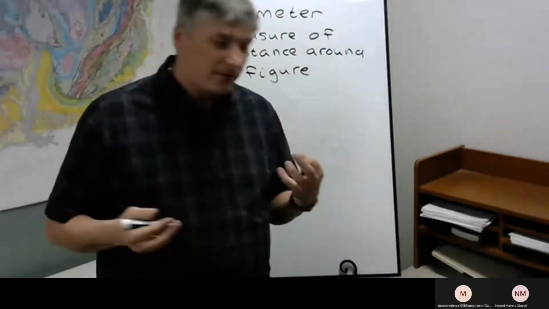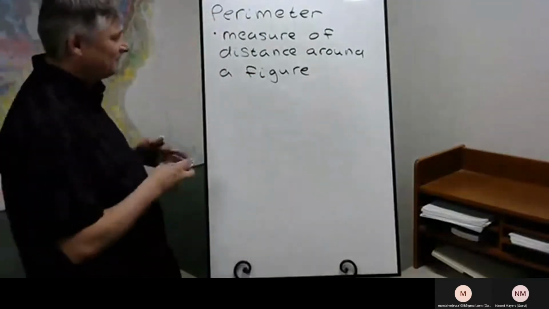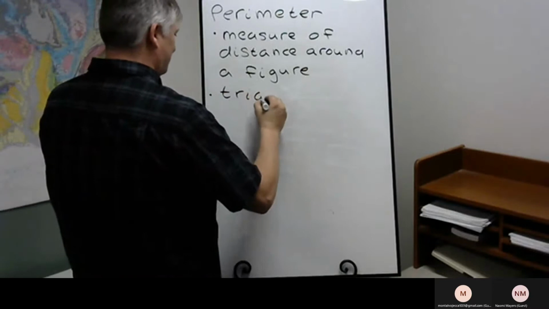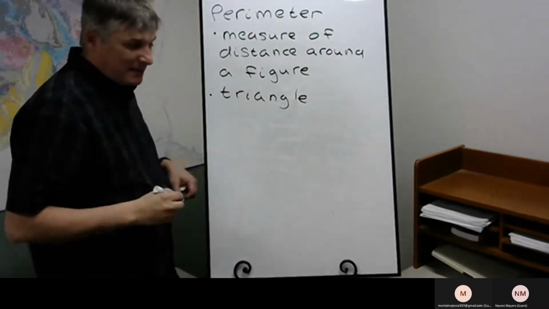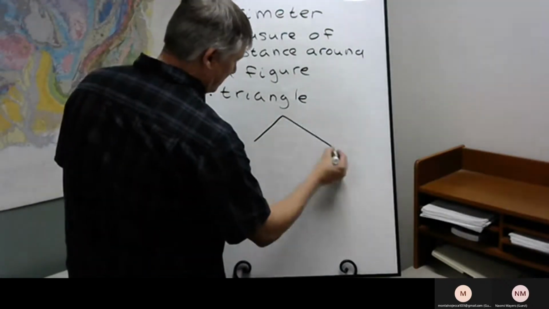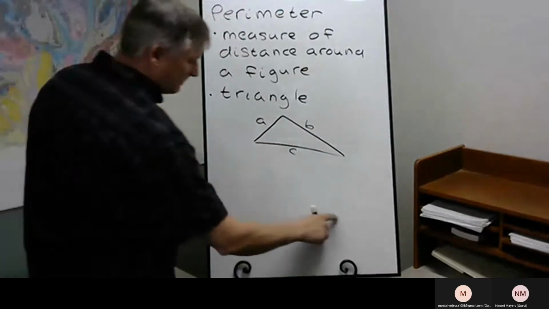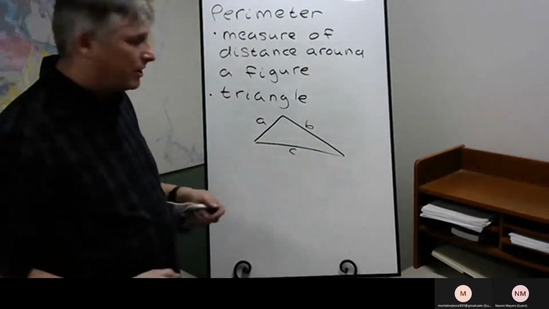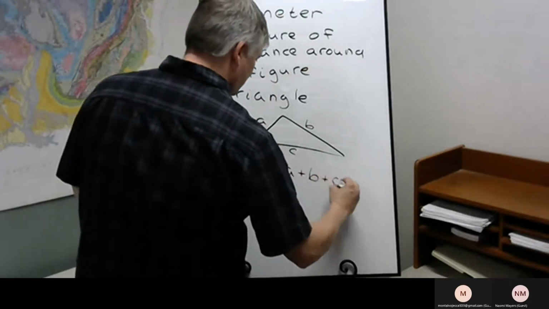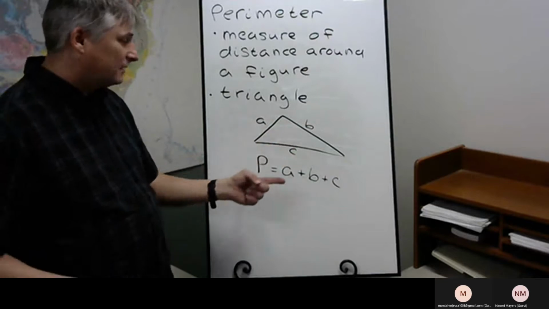So we're going to talk about computing the perimeters of different shapes, starting off with the triangle. Now, the easiest way to do this is to add up all the sides. So let's say I have a triangle like this. To come up with the perimeter of this triangle, A plus B plus C. That's going to be the perimeter. We just add up the lengths of each side.